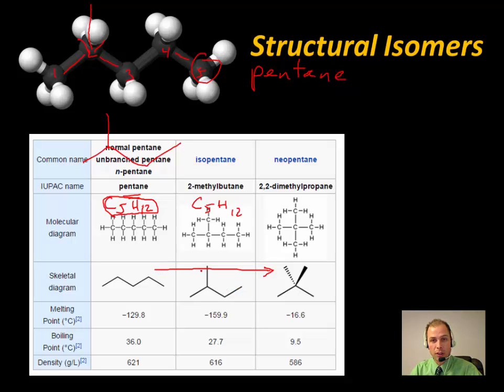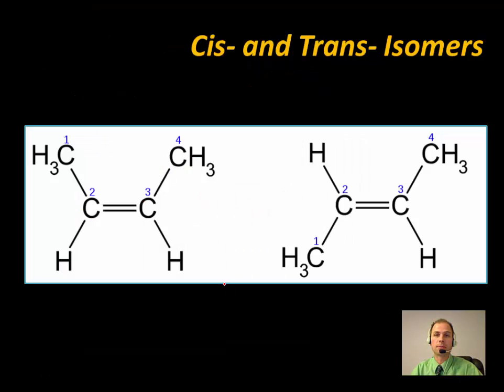And just as we increase in the branching, look what else happens. Do you notice this trend? Melting point increases. Boiling point decreases. And finally down below, density decreases. The theme holds true. You change the structure, you change the property. Such is the case with our structural isomers.